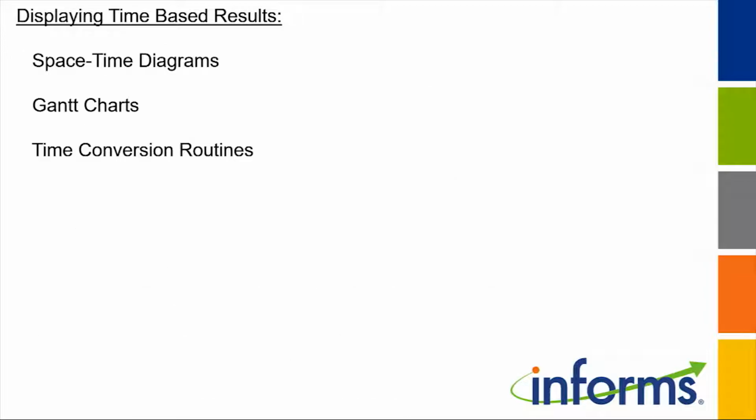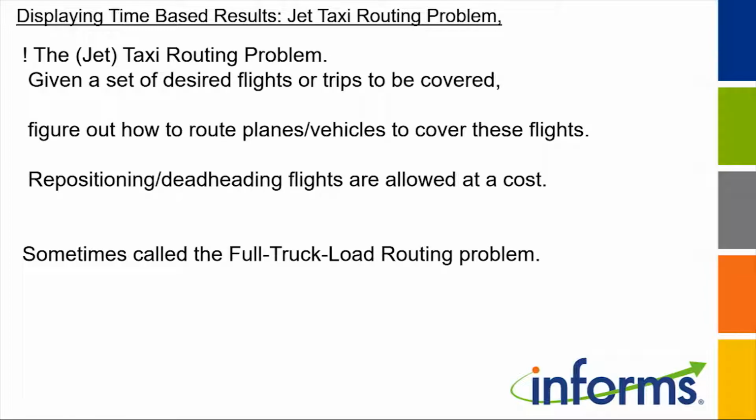Let's talk a little bit about displaying results. In particular, I'm going to talk about space-time diagrams and Gantt charts, and a little bit about time conversion routines. And to motivate things, let's talk about something called the jet taxi problem. So you have a set of flights you want to cover, and we call it taxi because you're given origin-destination pairs that have to be traveled. If you're in trucking, it's a full truckload problem. And then you want to figure out how to route your planes and vehicles over these flights. And you're allowed to do repositioning or deadheading at some cost.